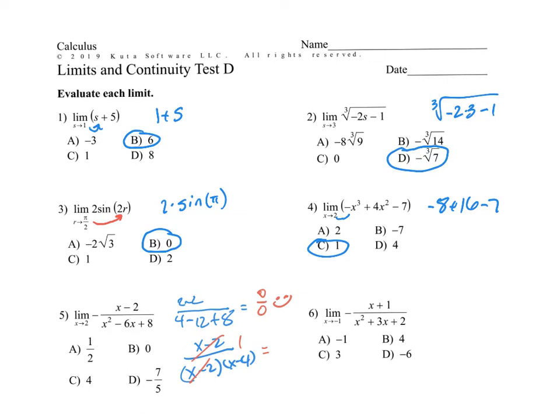Which doesn't seem to be one of the choices. So what went wrong here? Aha, I see what happened. I missed this negative sign right here. So when I cancel out the, oops, that shouldn't be yellow, that should be red. When I cancel out the x minus 2's, there should be a negative sign on top, and then there's also a negative on bottom. So this makes positive 1/2.